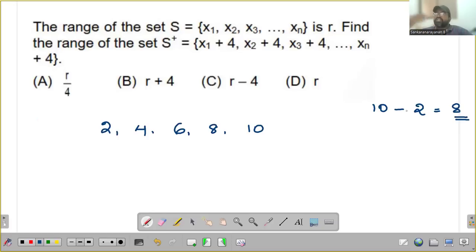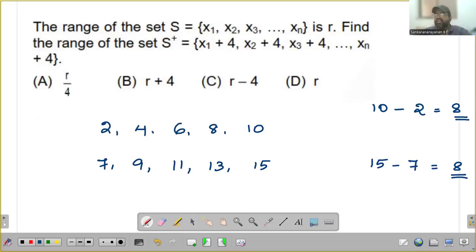Let me say each number is incremented by 5. So 2 plus 5 is 7. 4 plus 5 is 9. 6 plus 5 is 11. Then 13, then 15. You can see the range here will be 15 minus 7. Still, it is remaining as 8 only. This is what I was telling you earlier.